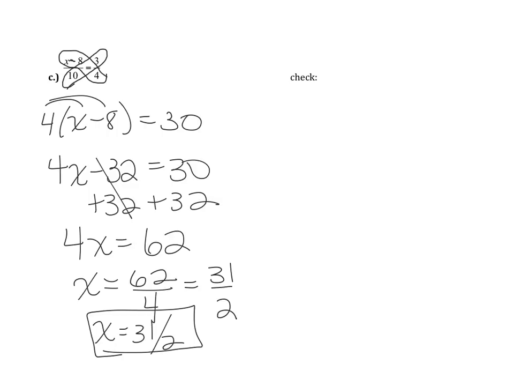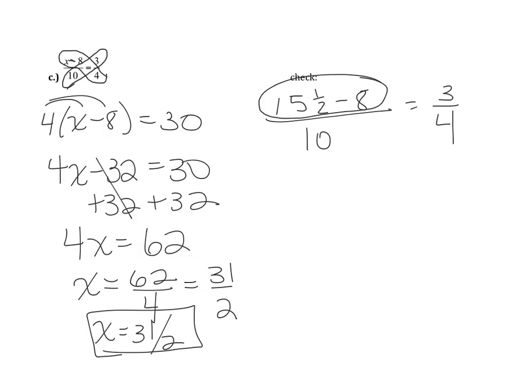So I'm going to do 31 over 2 minus 8. In this case, it really might be easier to just say 31 over 2 is 15.5. So I'm going to do 15.5 minus 8, because I can do that in my head. 15.5 minus 8 is easy. So then I have that over 10 is equal to 3/4. When you check, you do actually have to do 15.5 minus 8 first. When you do that, that gives you 7.5, right? So what I have here is 7.5 over 10 is equal to 3/4.